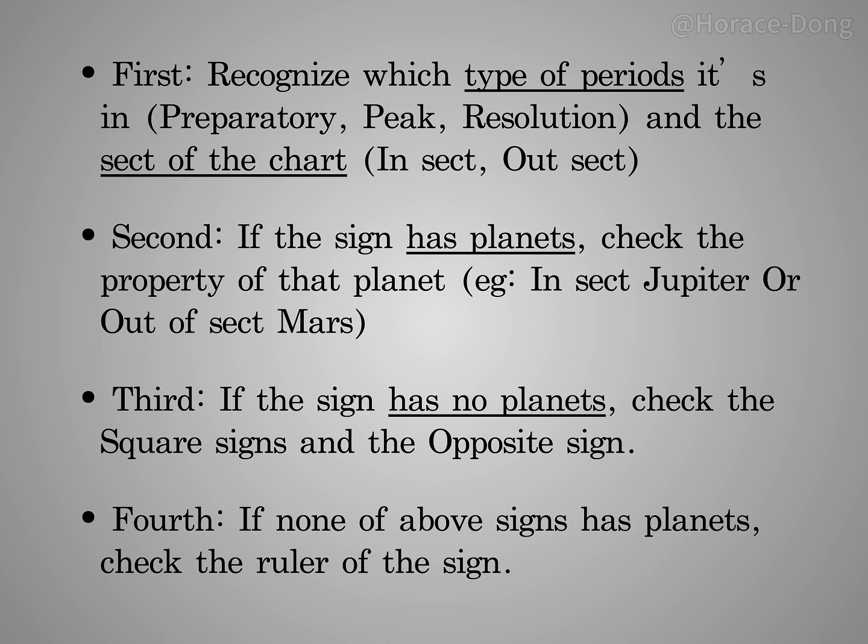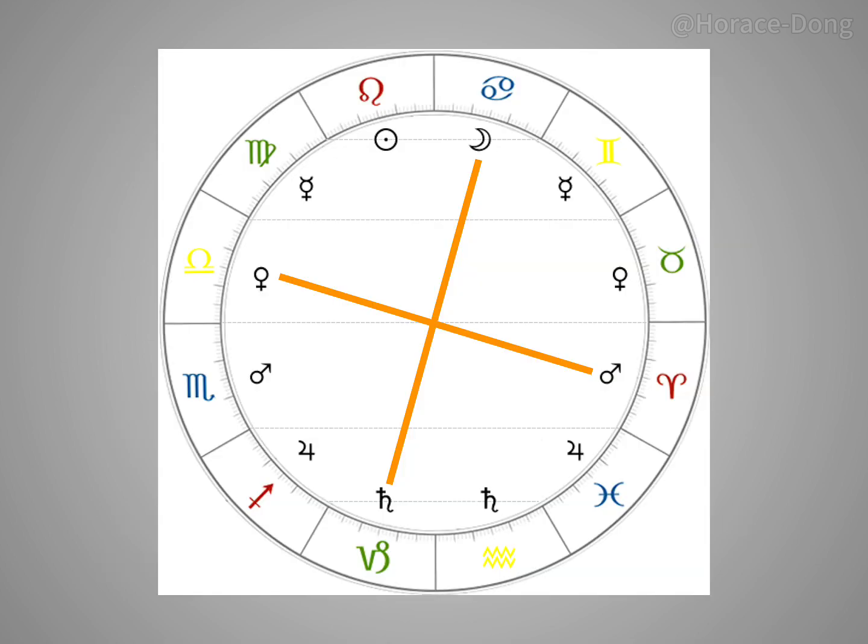If there is nothing, check the ruler of the sign. In this case, if your releasing period is in Aries and there are no planets in Cancer, Libra, Capricorn, and Aries, you'll check the condition of Mars to determine this period. If it is an in-sect malefic, that often means the difficulties are solvable.